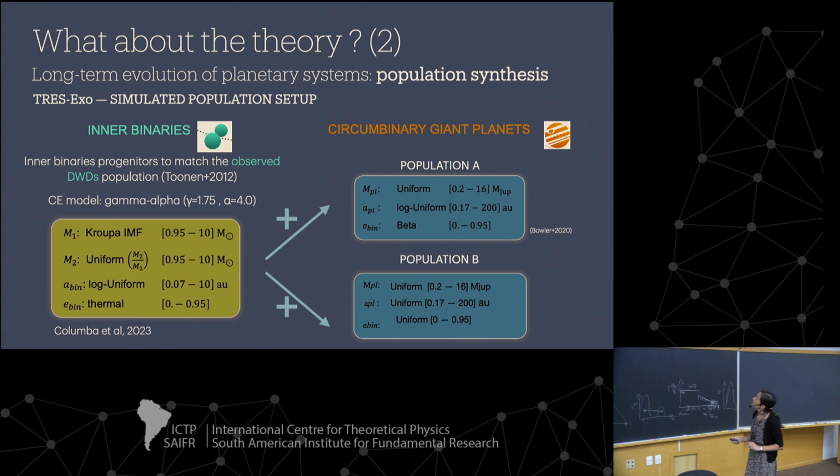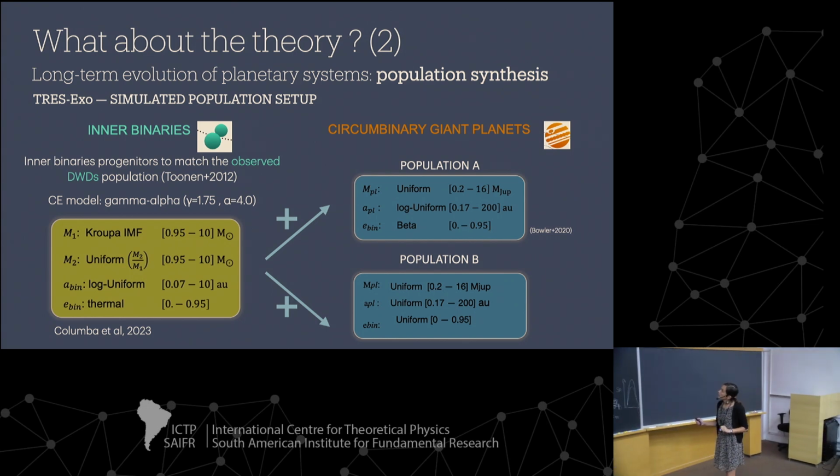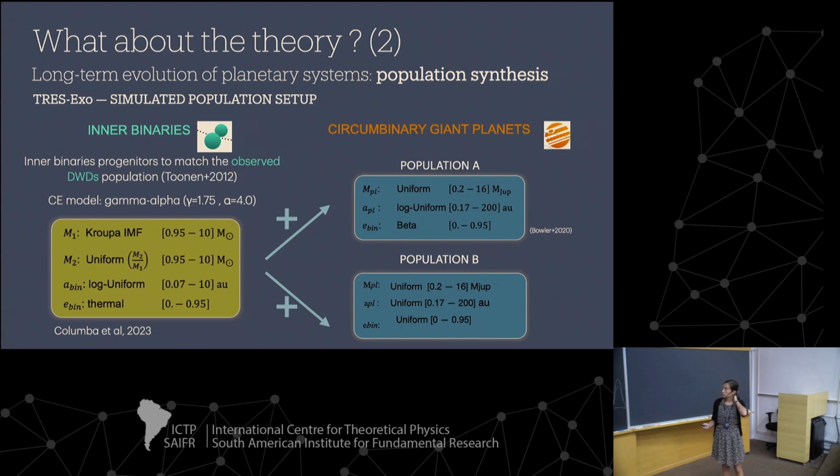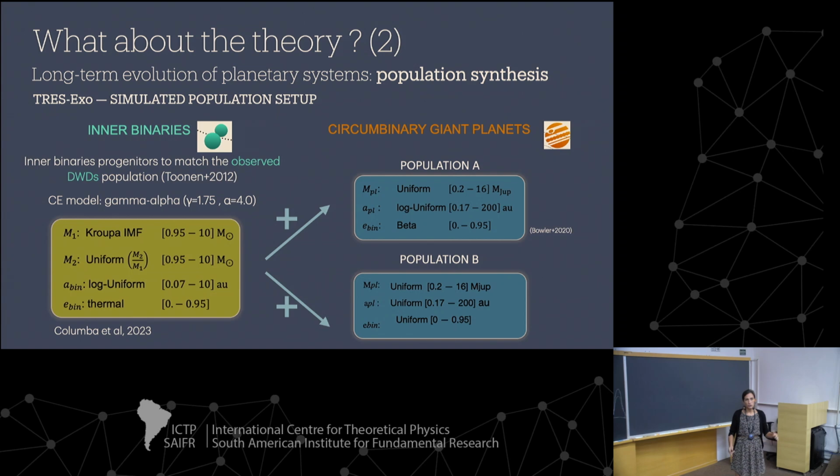For the planets, we had population A, where we combined what we could see for single star planets, just assuming that the circumbinary distribution will be similar to the single star planet. So we had a uniform distribution for the mass of the planet, and a log uniform for the separation from the inner binary, and then the eccentricity was a beta function. And all of this was found in the literature.